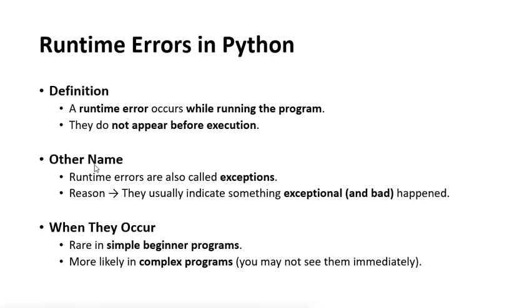And we have other names for runtime errors. Let us see. Runtime errors can also be called exceptions. In later modules you will learn about these exceptions in detail. These are also called runtime errors. And the reason why runtime errors occur: they usually indicate something exceptional and bad happened. It will indicate that something exceptional, meaning out of the box, has happened.